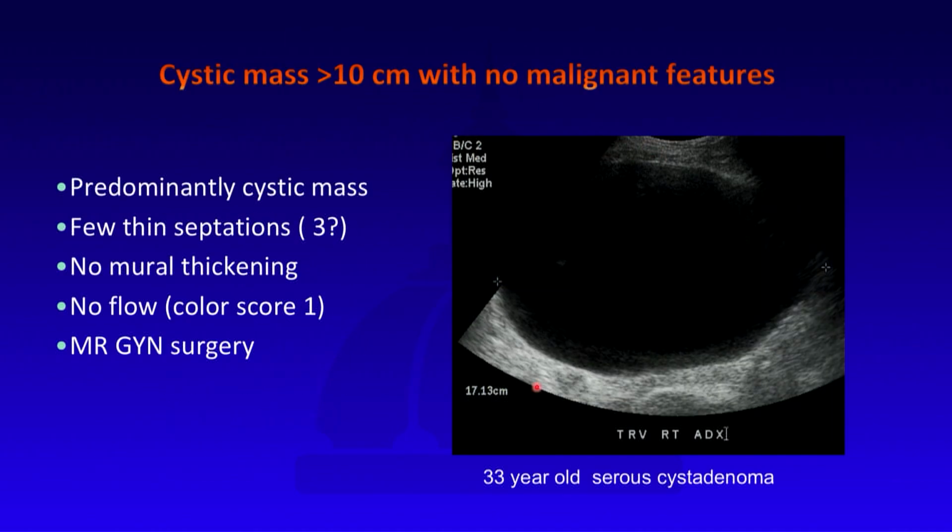So this is an example, a 17 centimeter mass. It's a simple cystic appearance on ultrasound, but there's no way you can be certain that there is not a little papillary projection hiding somewhere because the lesion is so big. And this turned out to be a serous cystadenoma.